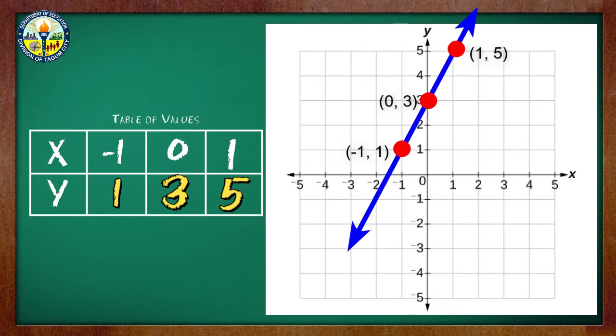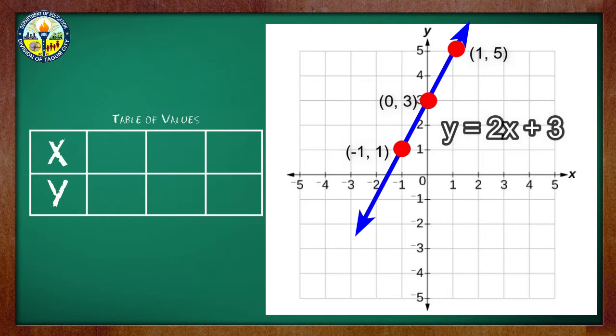What did you see? Okay, we got a straight line. This is the graph of the linear equation y equals 2x plus 3. The graph is a straight line, and remember, the graph of any linear equation is always a straight line.